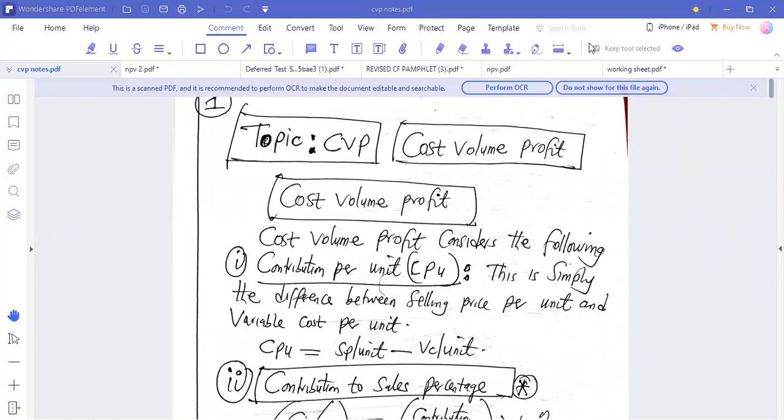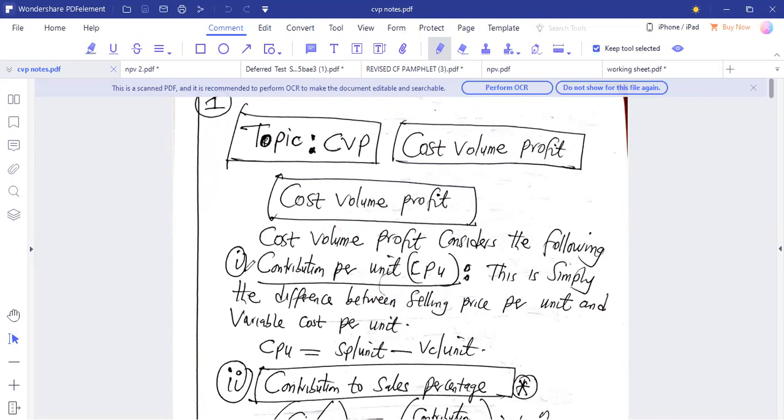Okay, so we are now looking at one of the cardinal topics in financial and management accounting, which is now called cost volume profit. This is also called CVP in short. In CVP, this topic is found in both management theory and practice, as well as in financial management accounting. Now, there are a number of considerations as we look at the CVP.